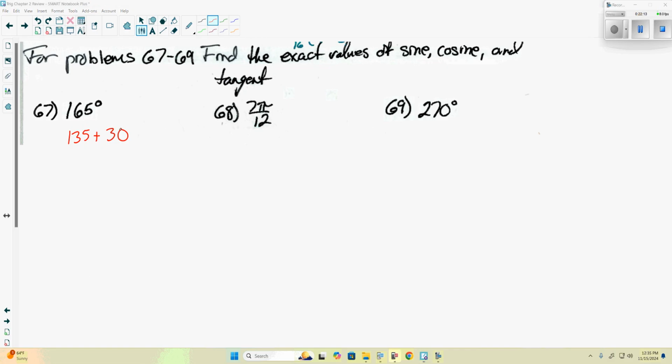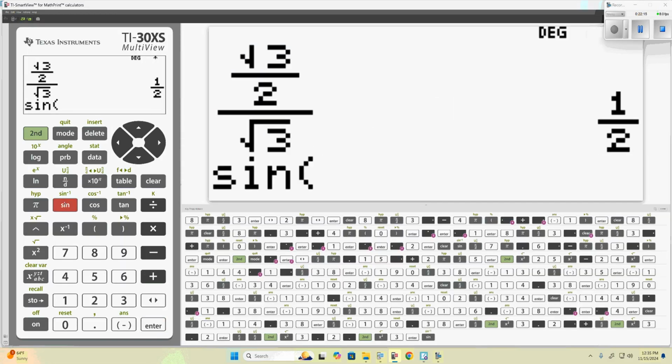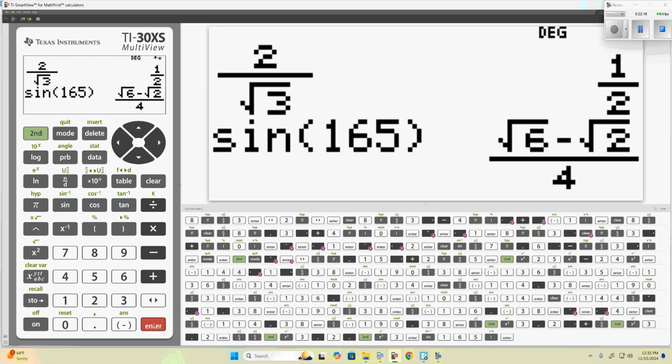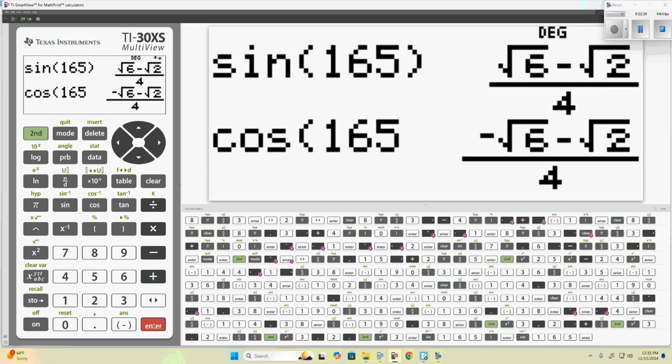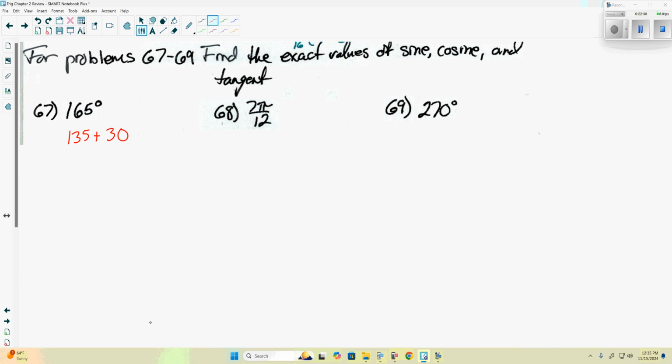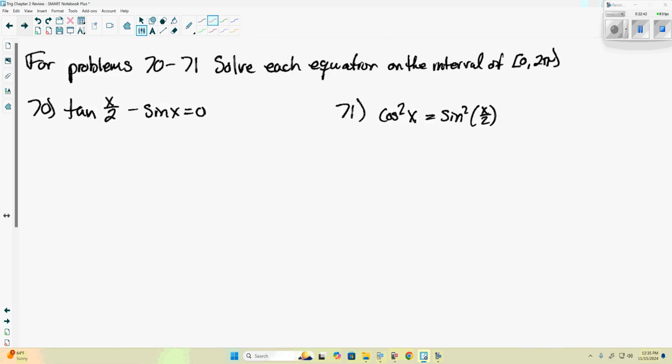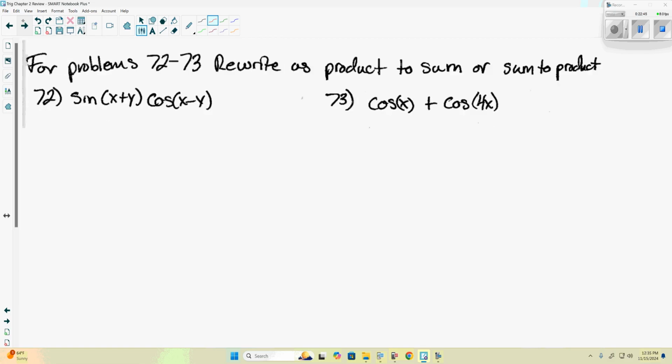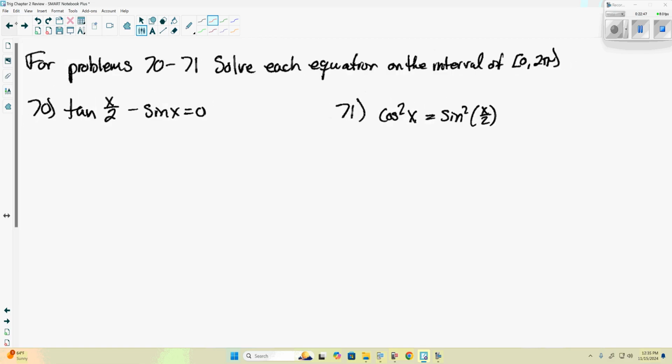It's just sine 165, cosine 165, tangent. We get these here. The graphing calculator would give you decimals, but yes, it should kind of throw things off. If it has pi, it's in radians. If it has our little degree symbol, it's in degrees.